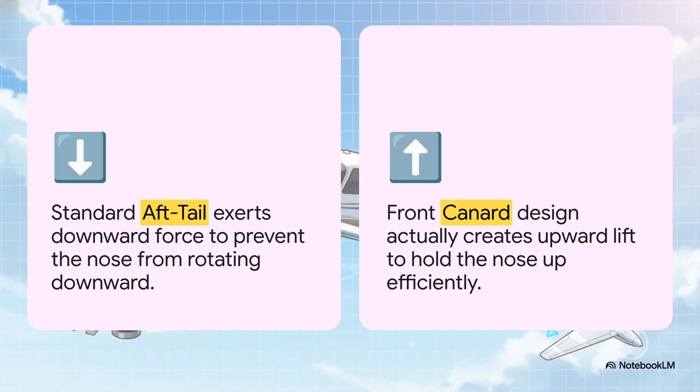But you definitely might see a question about the canard design. A canard sits up front ahead of the main wing. Because it's up there, it actually creates upward lift to hold the nose up rather than pushing down.